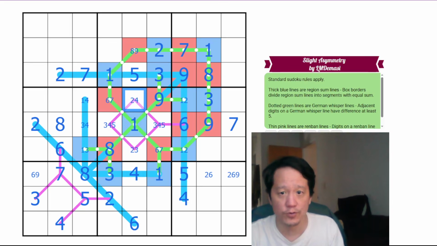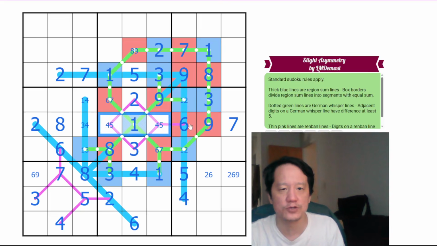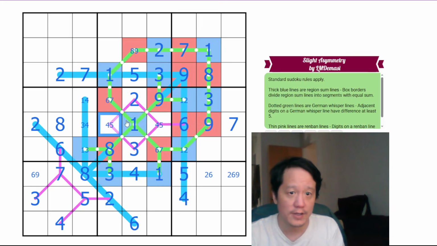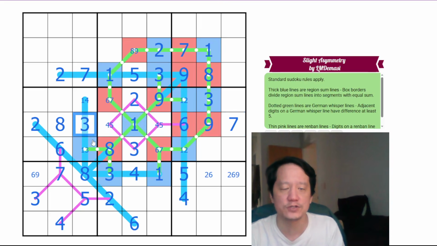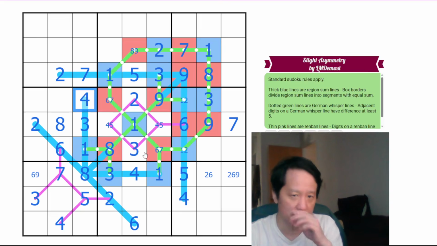So this can't be 4, that's 2, this can't be 2, that's 3. Therefore, this cannot be 3 here in the central box. This 4, 5 pair eliminates 4, 5 in the rest of the row, so this can't be 4, 5, it's 3, which makes this 1, which makes that 4.